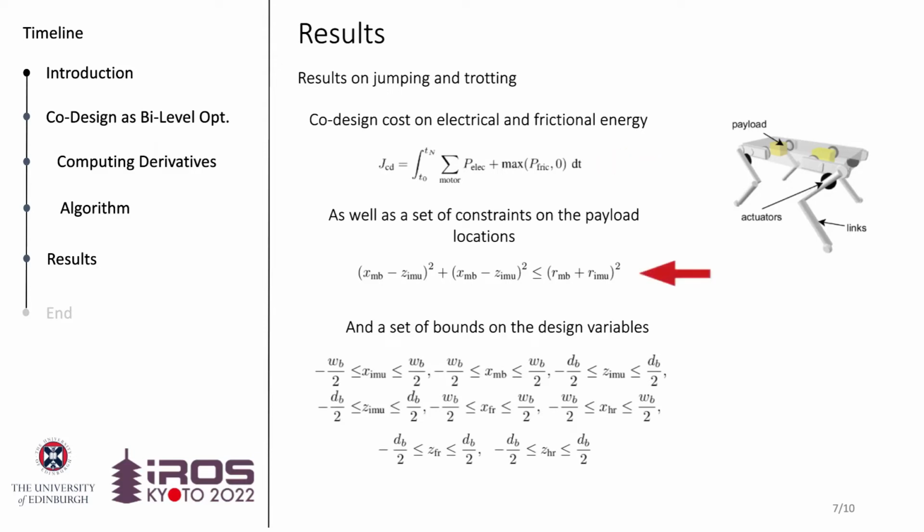We specify a nonlinear constraint on the positions of the payloads, which are the inertial measurement unit or IMU and motherboard or MB boxes. We also specify a set of linear constraints on the design variables, including the width, height, and depth of the base and the attachment points of the legs of the base. Finally, we optimize for both the robot morphology and its actuator parameters, namely mass and gear ratio, as illustrated on the right.